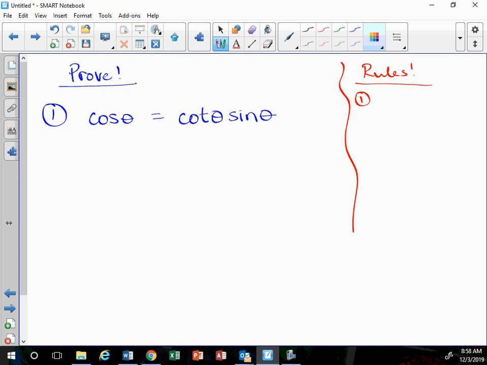First, you are going to work vertically. Draw a line here. So it's going to be a step-by-step working down the page kind of process, okay? You will work vertically. Second rule, you cannot cross the equal sign.